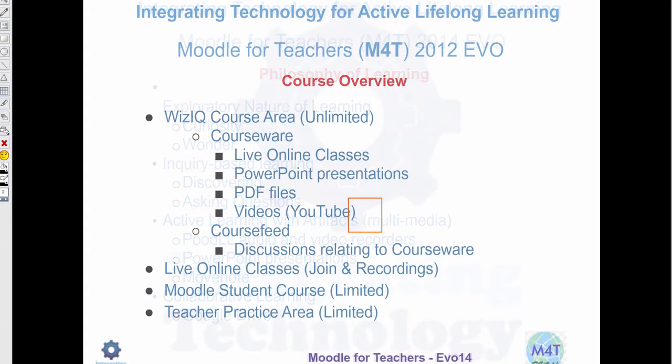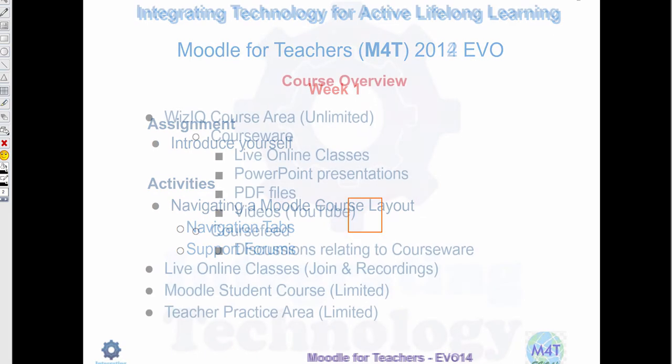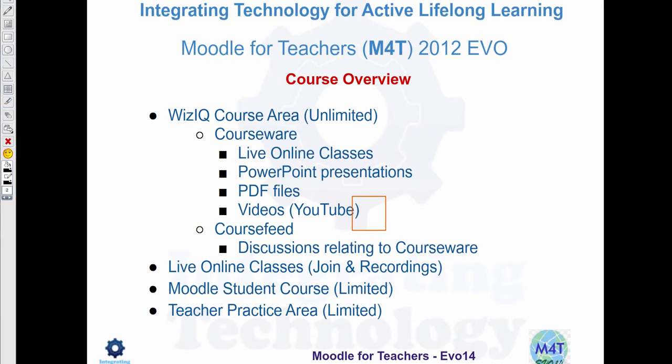There are two very important parts of the course, and that is the WizIQ course area. And someone asked, why have two areas? Why not have just one? And the reason is that Moodle is a course that doesn't stay forever. Once the course ends, everything disappears. People disappear, and they're not there.